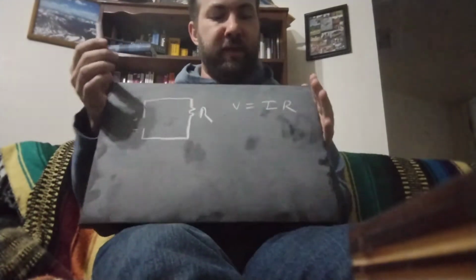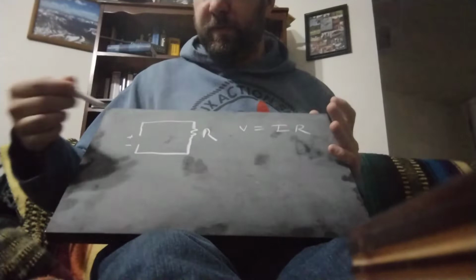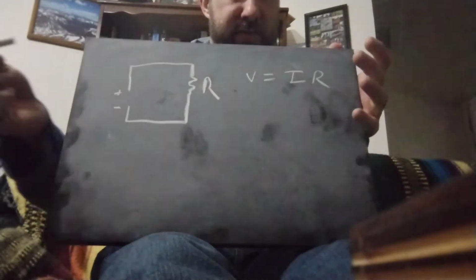Today, I'm going to talk about the basics of electricity. Some of the basic things that we have within electricity are voltage, current, and resistance.